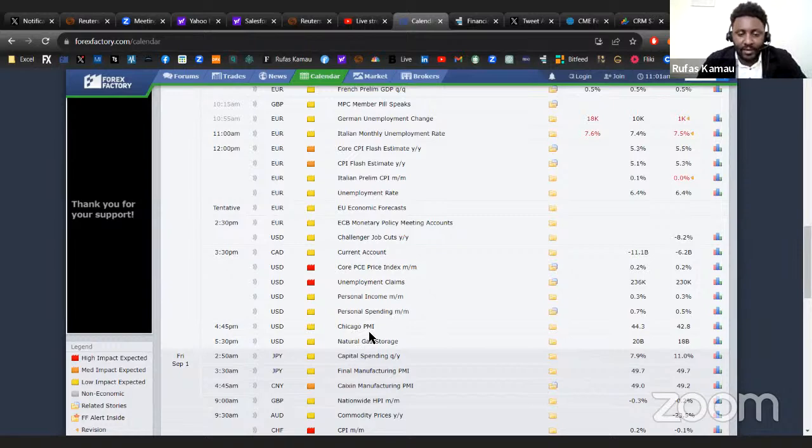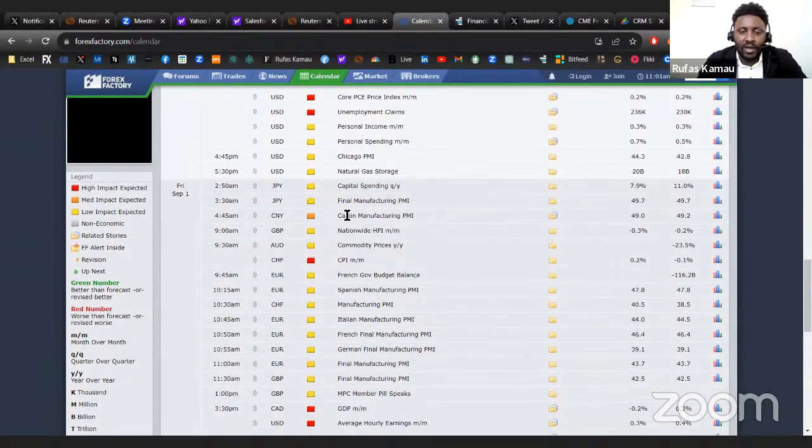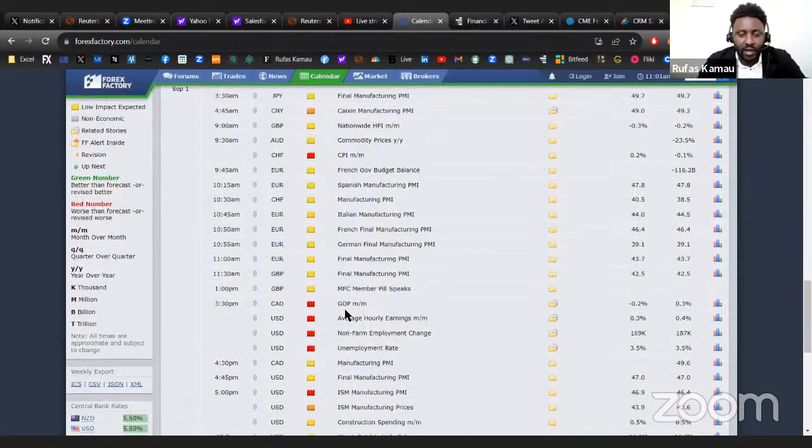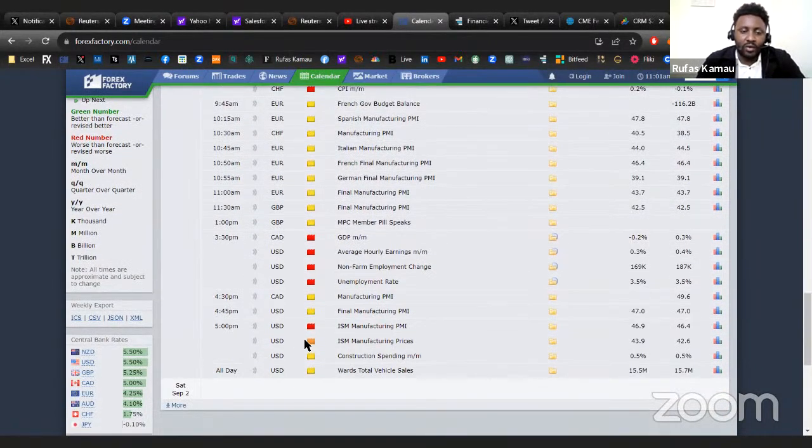We'll also be looking at personal income in the US, personal spending, and of course the Chicago PMI. As we head into Friday, we'll be looking at the Chinese Caixin manufacturing PMI. We'll also be looking at the manufacturing PMI for Japan, and the inflation report for Switzerland before we focus on the Canadian GDP. And of course, the most anticipated data point for the week will be the non-farm payrolls on Friday at 3:30 p.m. As we end the week, we'll also be looking at the final manufacturing PMI for Canada and the US, and of course the ISM manufacturing PMI, as well as manufacturing prices.